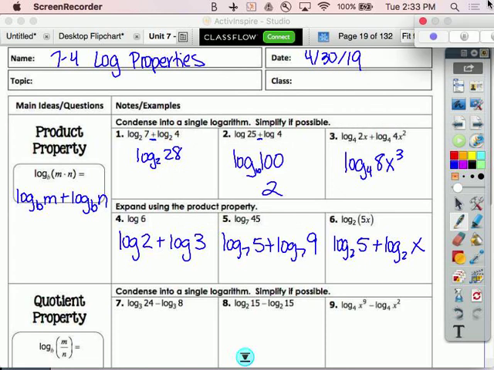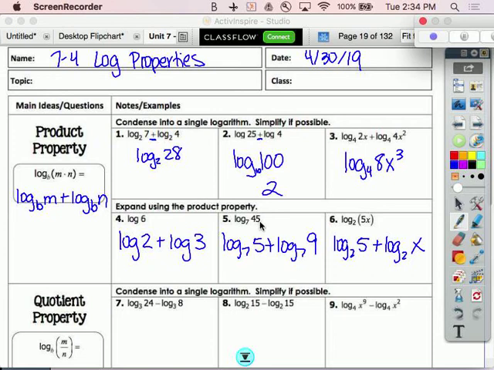So we're looking at log properties, and we have a property that says if the argument of that log is multiplied, you can expand it into two separate logs with the same base, but we add them. So look in here, log of 6. 6 is 2 times 3. So we can make that log of 2 plus log of 3.